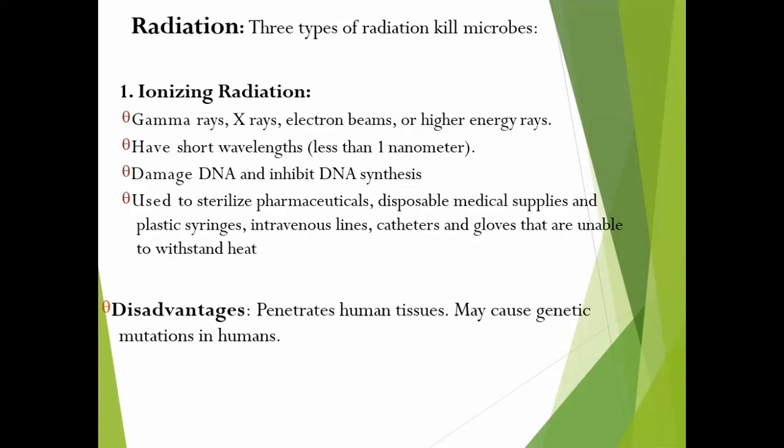So what are we using ionizing radiation for? Ionizing radiation, such as gamma rays, electron beams, or higher energy rays, is used for sterilization of disposable medical supplies, plastic syringes, intravenous lines, catheters, and gloves. It is very important. The disadvantage is that it penetrates human tissue and causes genetic mutation. So you have to understand these things and keep them in mind.